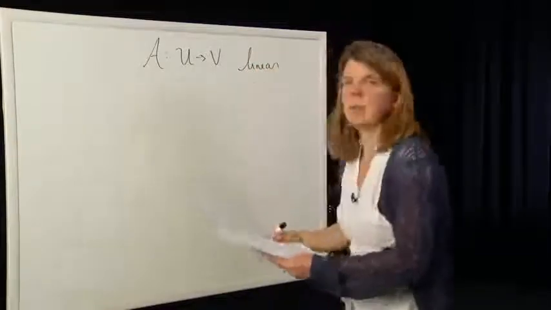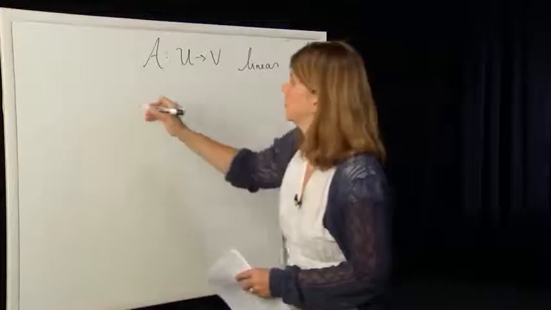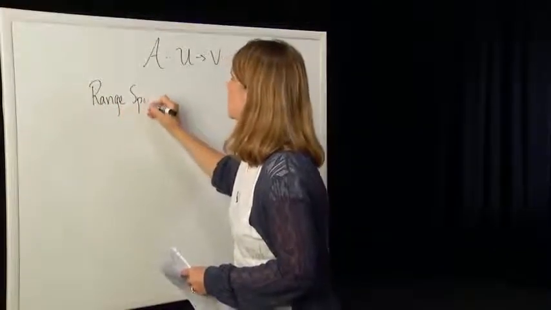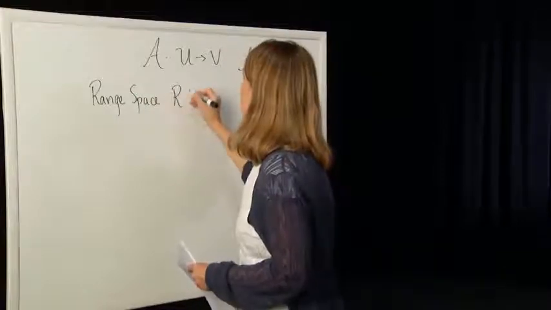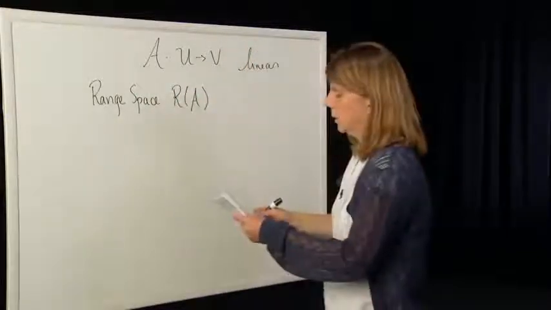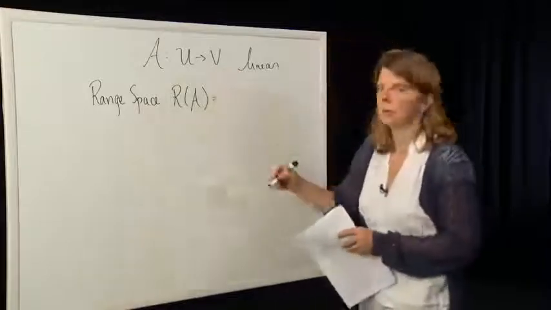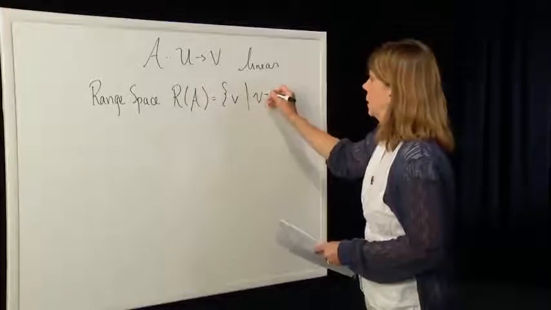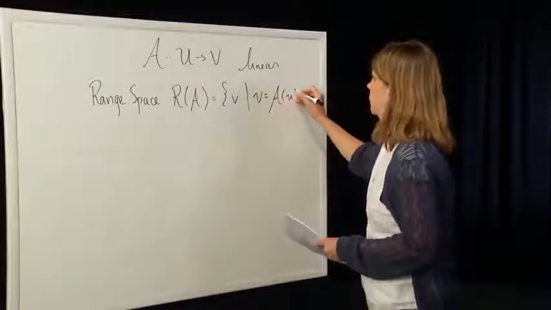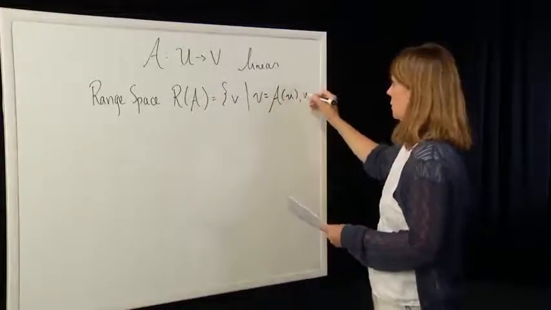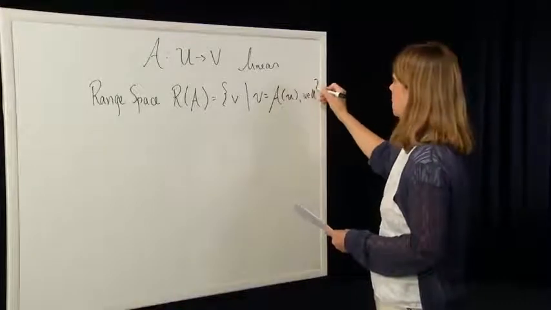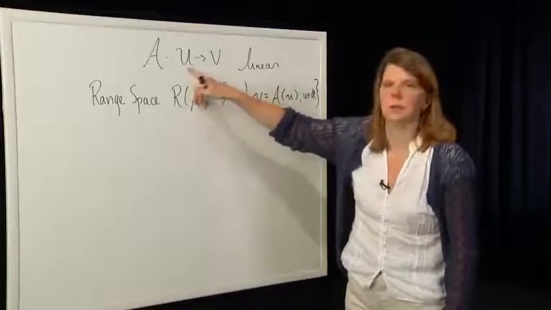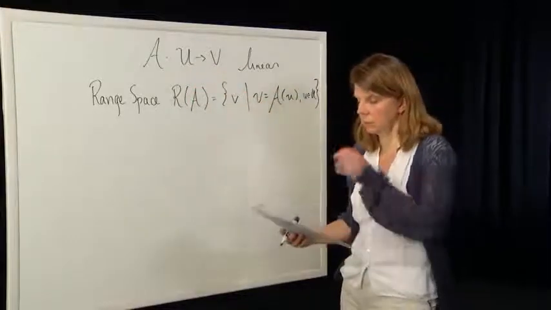We define the range space of A, or R of A, to be those vectors in our codomain V such that V is equal to A of U, and that's for all U in our domain. Okay, so they're basically elements in the codomain that have come from elements over in the domain. So we've seen this definition before.